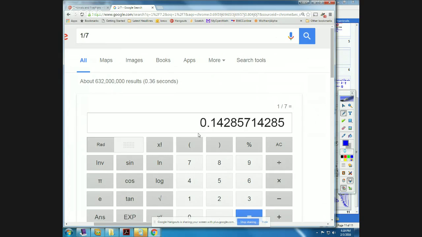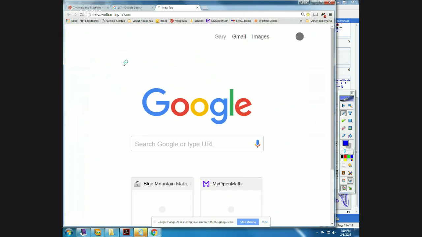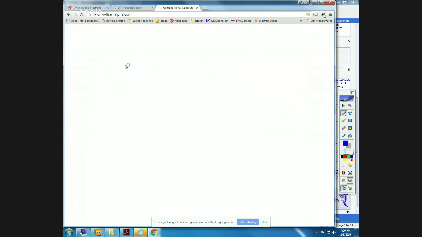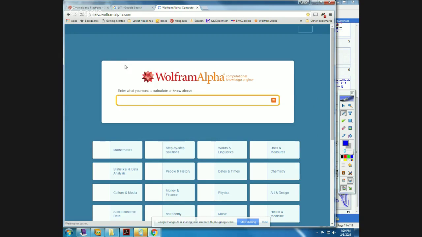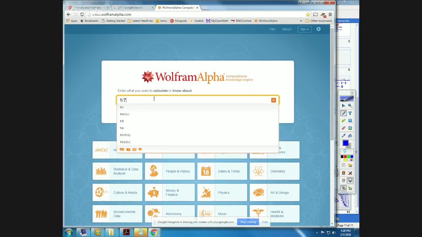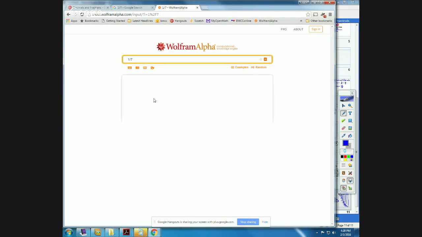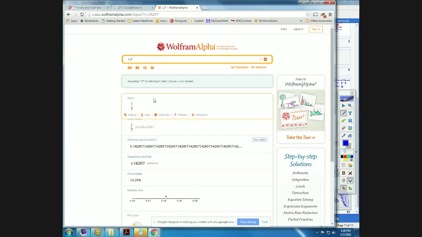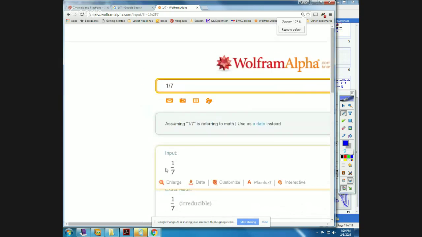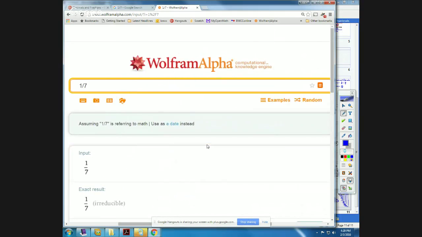There are calculators out there on the internet that will go as many places as you ever want to see. So one of my favorites is Wolfram Alpha. I'm going to ask Wolfram Alpha, see if a pattern emerges. I want to know about 1/7.